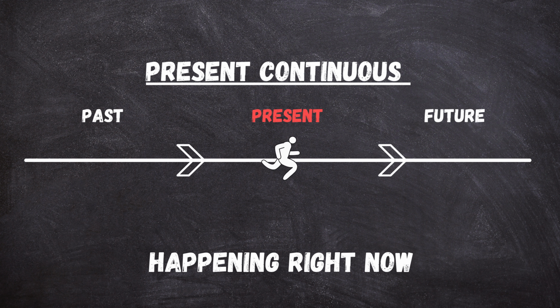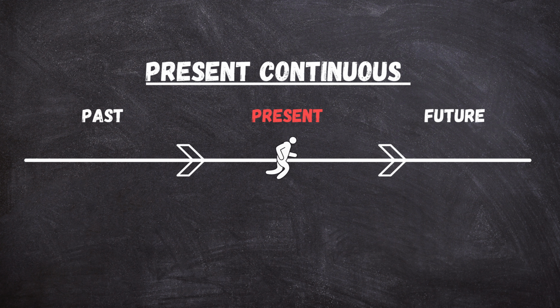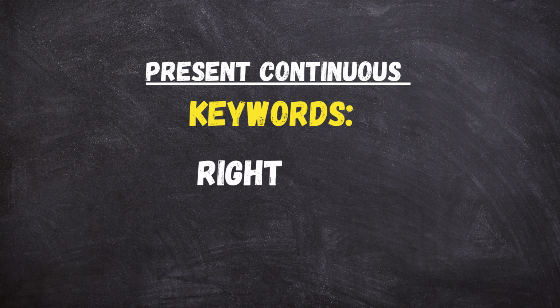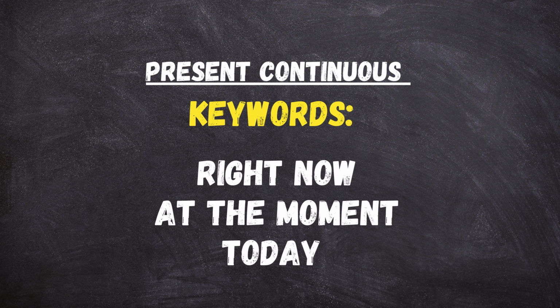The present continuous tense is used for actions happening right now. For example, she is running right now. This describes an action happening at the present moment. Some common key words are right now, at the moment, and today.